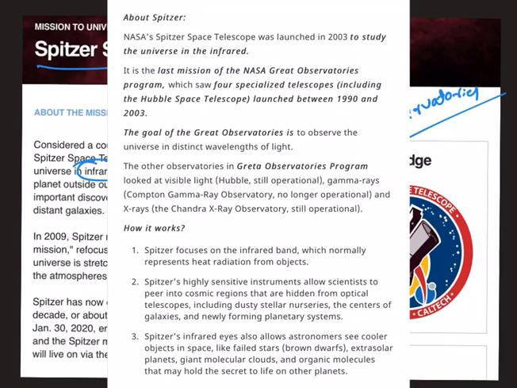And here we have some more information on this mission. See, it was launched in 2003 to study the universe in the infrared light range. And the second point we have is, it is the last mission of the NASA Great Observatories program. And this NASA Great Observatories program had 4 specialized telescopes which were launched between 1990 and 2003. And they included Hubble, which is still operational, Compton Gamma Ray Observatory and Chandra X-ray Observatory.